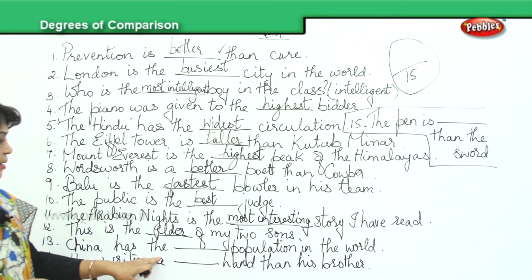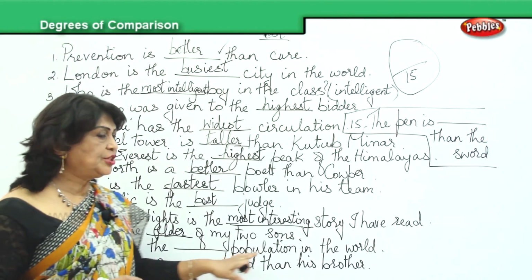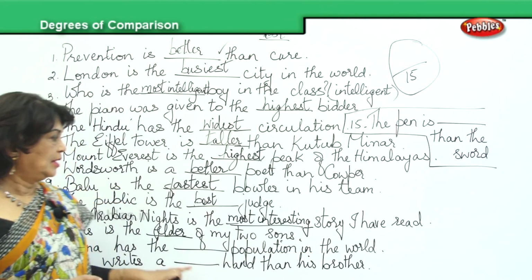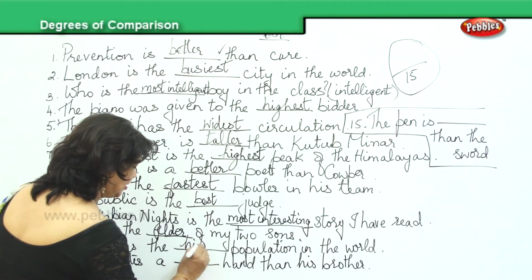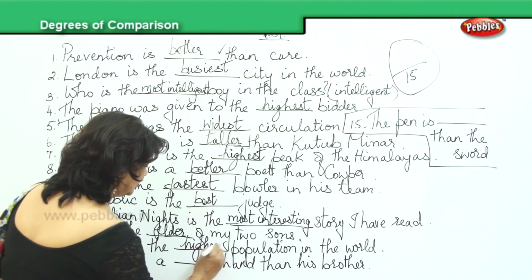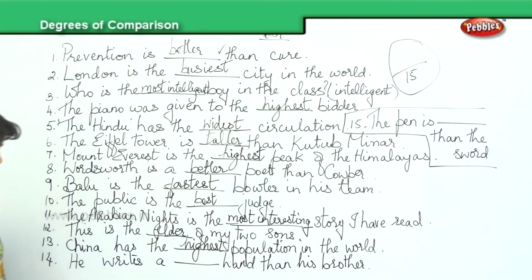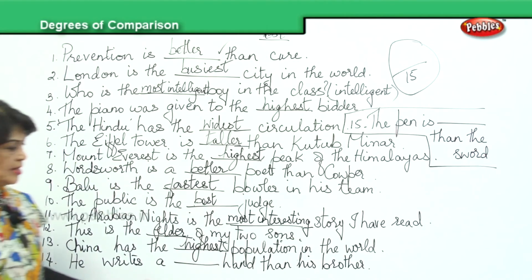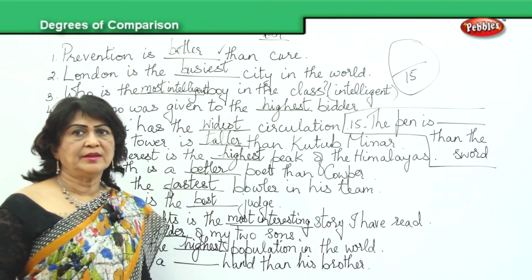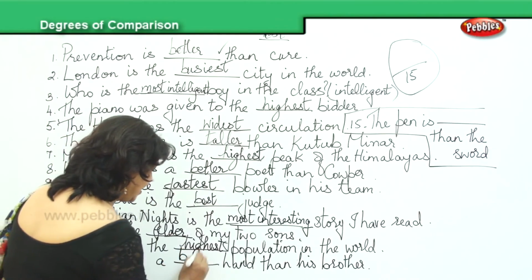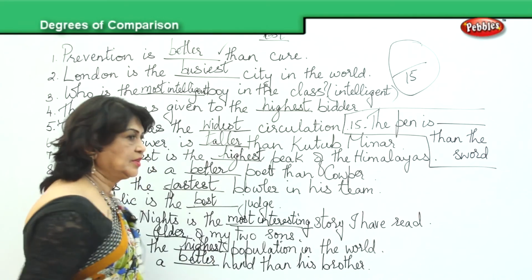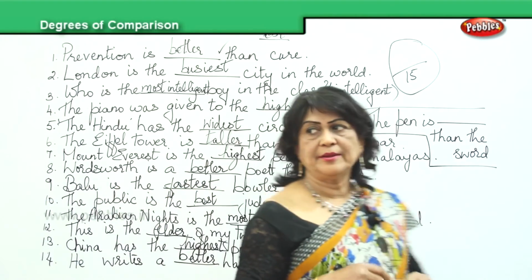China has the dash population in the world. Again here, highest population. He writes a dash hand than his brother. He writes a better hand than his brother.